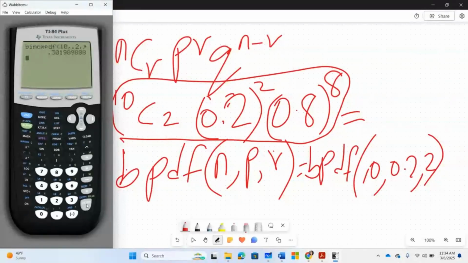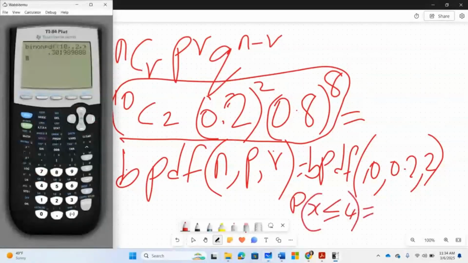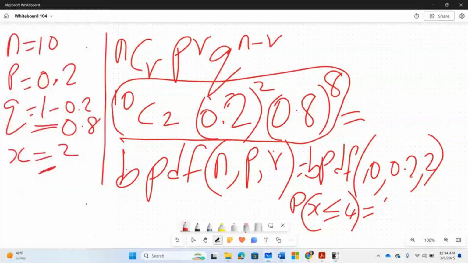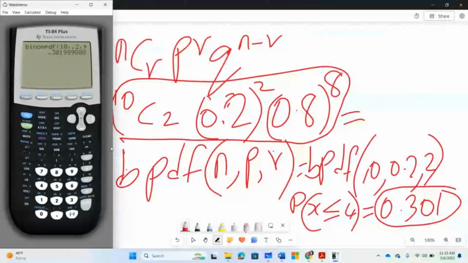Therefore, using my calculator, the probability of x less than or equal to 4 is equal to, remember that this probability, your answer cannot be greater than 1. So 0.301. The cumulative probability is 4 plus 3 plus 2 plus 1. I'm going to do the same thing with the calculator. Let me see if it is going to be the same answer. The one I put in my formula, I'm going to also evaluate that.